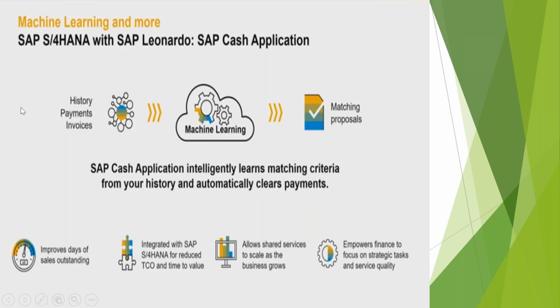Now what is happening? If you see here, the system is comparing based on your history. How did you make the payments in the past? How did you clear: based on my invoice number, based on my amount, based on my customer number, or based on some other parameters, right? So this machine learning will do that analysis and finally it matches and gives you a proposal.